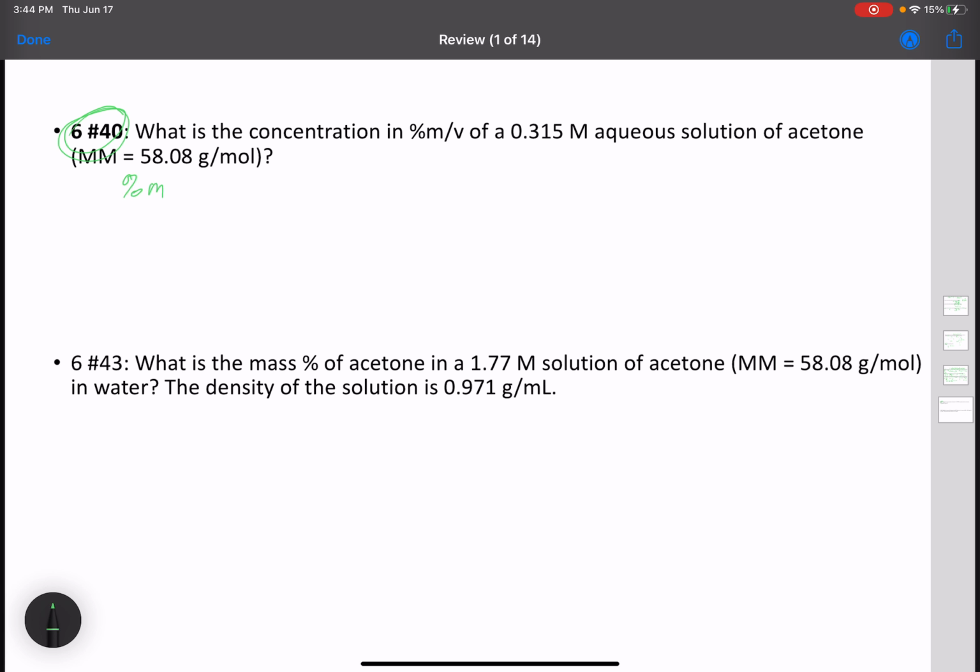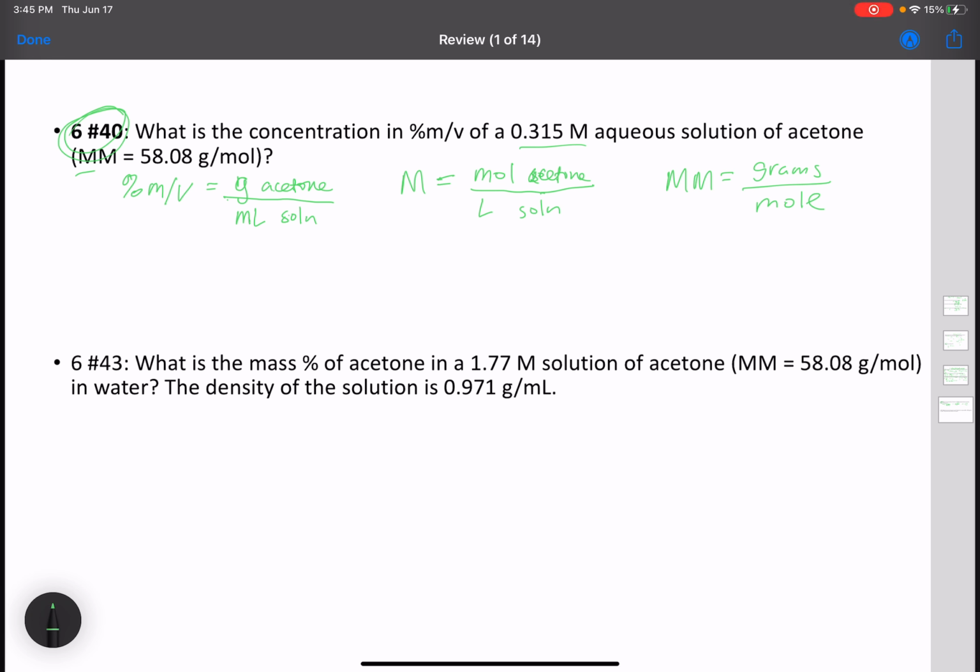So percent mass by volume, that is going to be the mass in grams of our acetone divided by the volume in milliliters of our solution. Okay, and we also are given a molarity. So I'm going to remind myself that molarity is really moles per liter. It's moles of solute, in this case that's acetone, per liter of solution. And we also are given a molar mass. And molar mass is grams per mole.